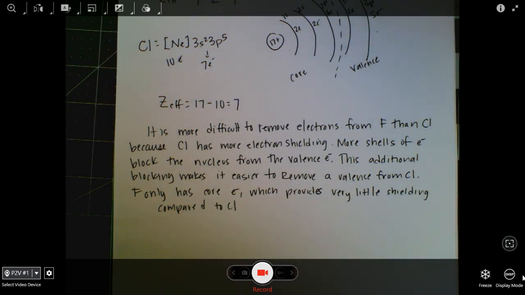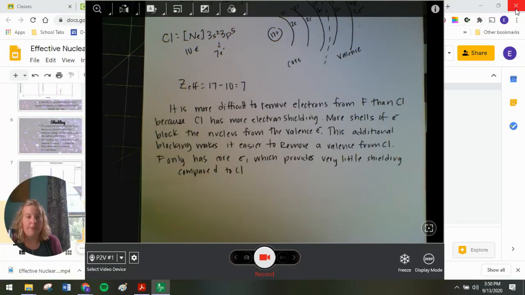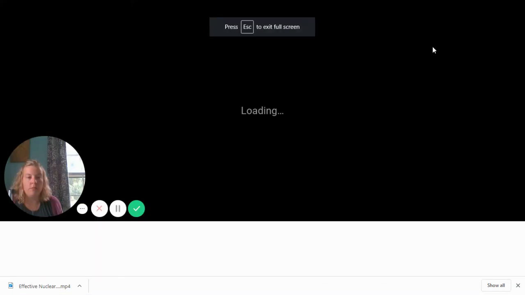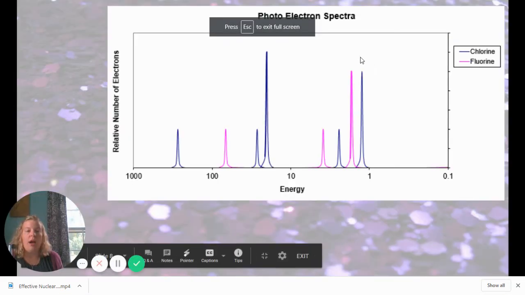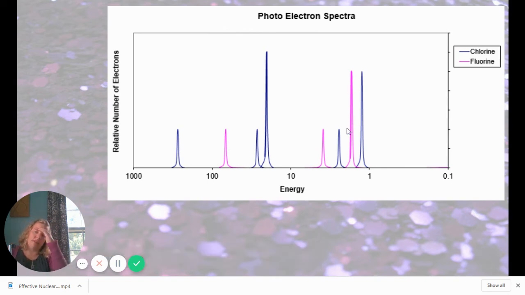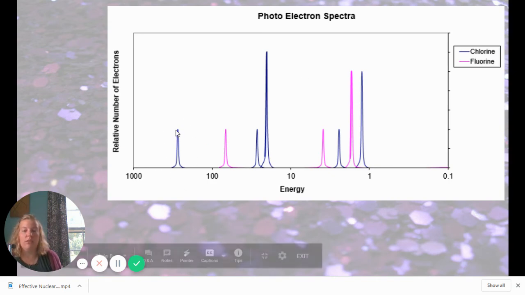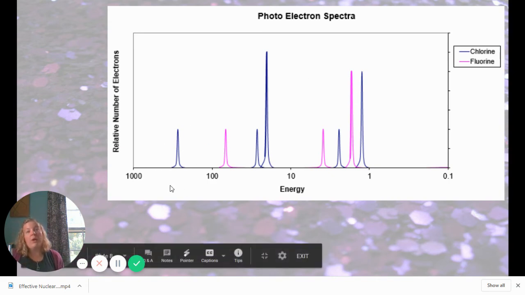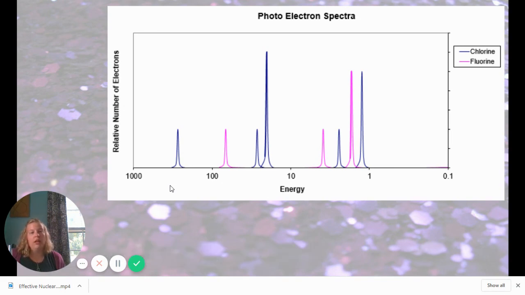So if we're talking about why, if I go back, let's get out of here. If we are talking about why fluorine is harder to take those valence electrons away, it's because there isn't that shield of electrons that's protecting the valence electron from the influence of the nucleus. However, something that's kind of interesting, if you look way down here, the 1s electrons are way, way, way harder to take away from the chlorine. But you have to remember, in a PES diagram, we pick away the outside electrons first, and then we get closer and closer and closer.